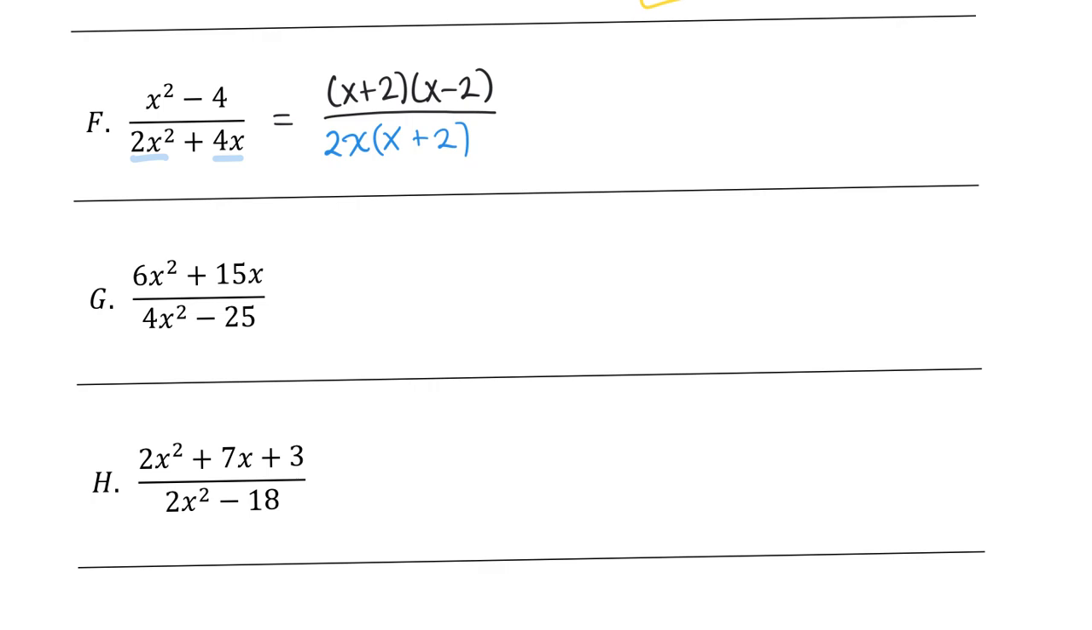And if you don't take out the greatest common factor, sometimes it won't cancel, and then you'll go back and double check. Okay, cancels. What am I left with? I have x minus 2 at the top, and I have 2x at the bottom. And then because it asked for my domain restriction, what did I cancel? I canceled the x plus 2, which means x cannot equal negative 2.